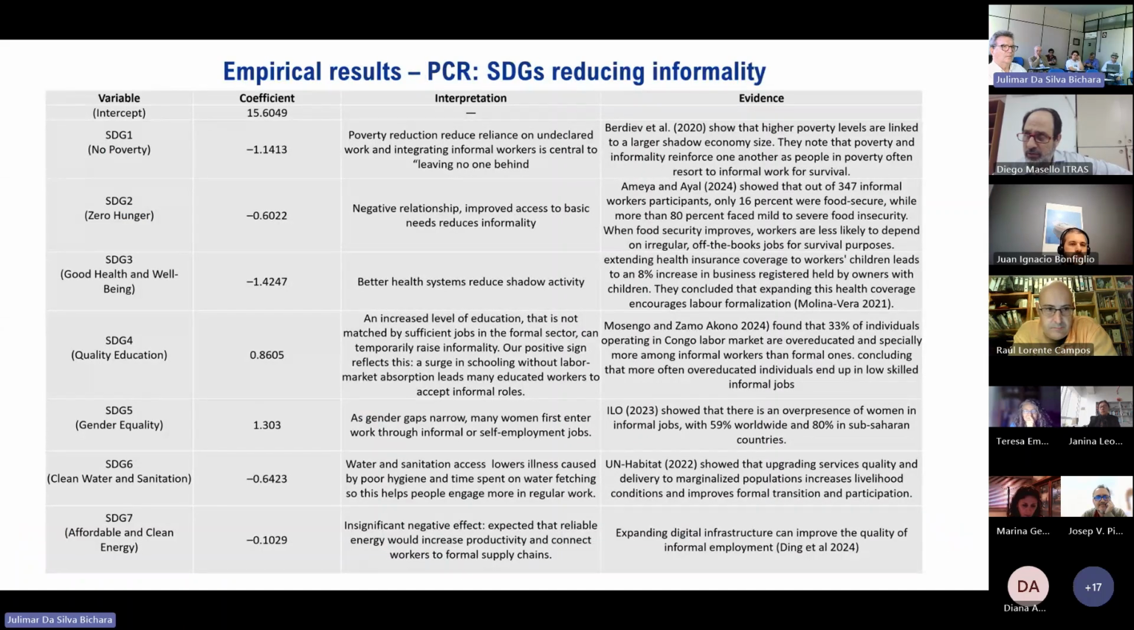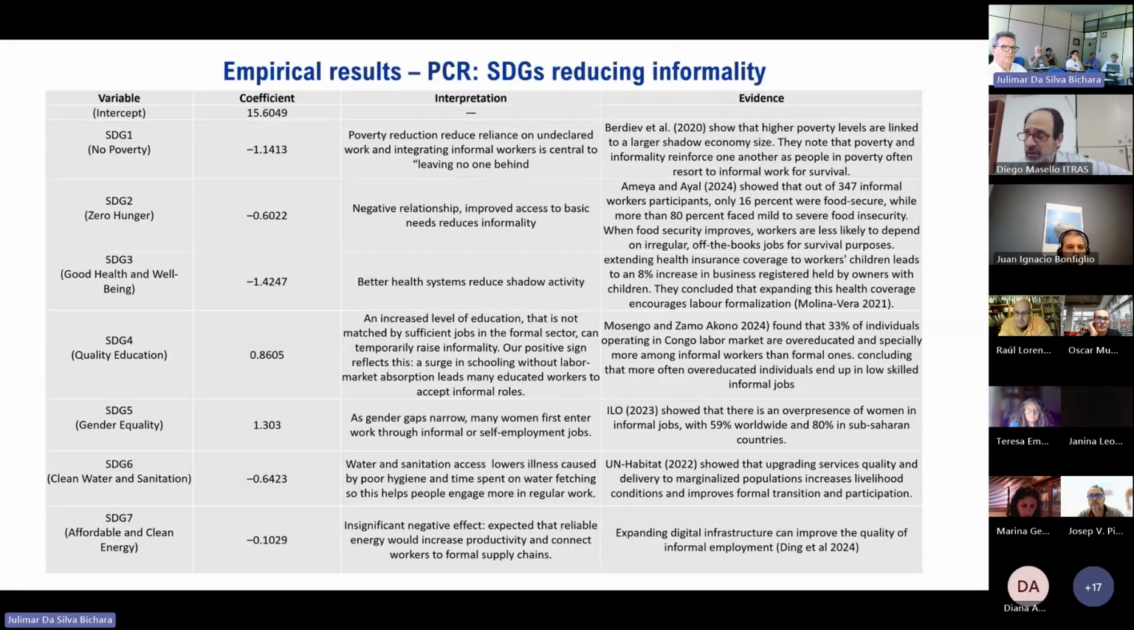Here we have the PCR results. So we have the first 7 SDGs here. We see that no poverty has a negative sign, and in terms of interpretation, poverty reduction basically reduces the reliance on undeclared work and integrates informal workers, which is central to the concept of leaving no one behind. And we have some evidence also from the literature. In terms of SDG 2, which is related to zero hunger, again, the coefficient is negative. Basically, we have a negative relation.